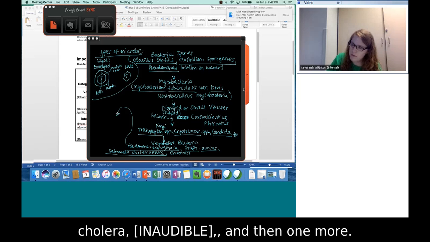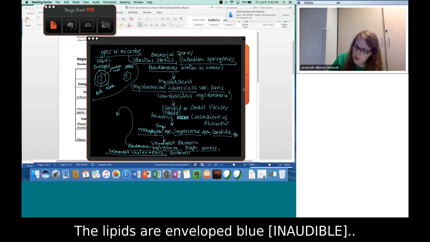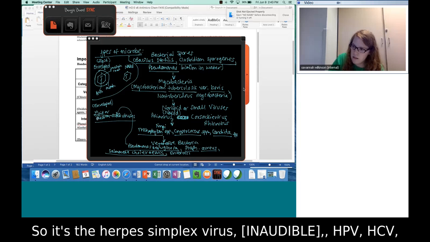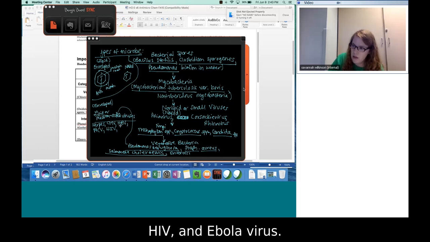And then one more, the lipid or envelope or medium size virus. So it's the herpes simplex virus, CMV, HBV, HCV, HIV, and Ebola virus.